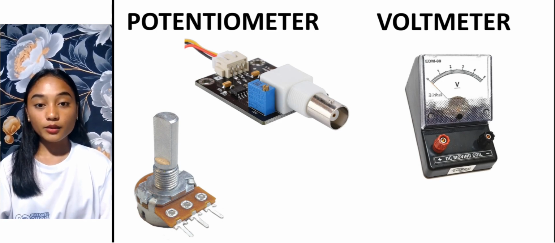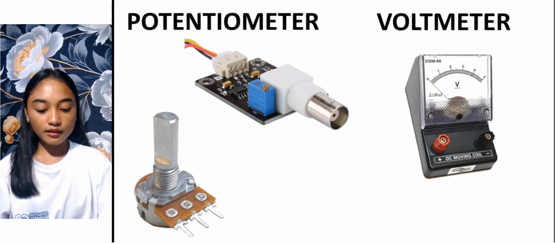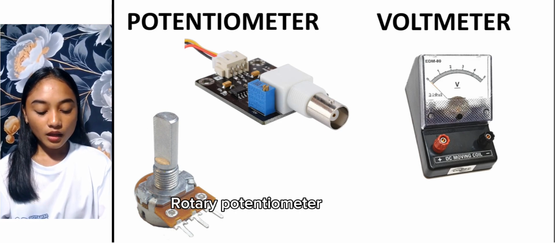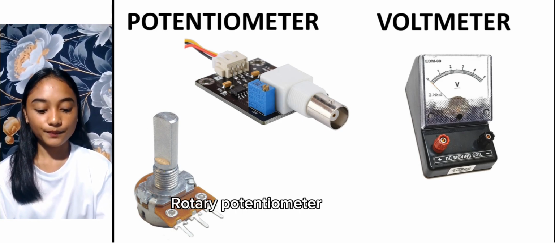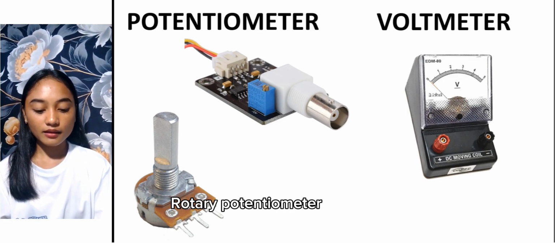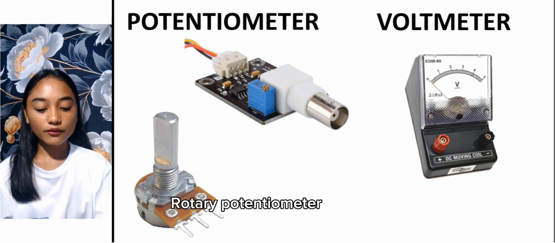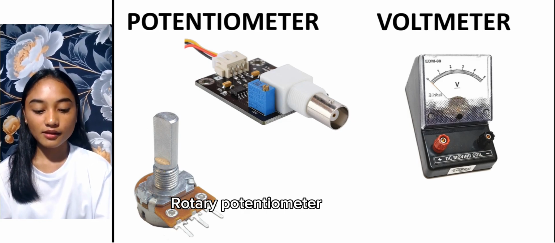So in the potentiometer we have two devices. The first one is the rotary potentiometer. This one acts like a variable resistor. Rotating the shaft changes the resistance value. And then it is commonly used for volume control, brightness adjustment, or tuning in circuits.